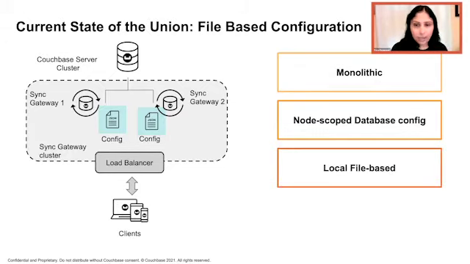Again, the Sync Gateway is configured using a static configuration file, which means for any ad hoc changes that you may have to make to the Sync Gateway configuration after startup, you have to log into the Sync Gateway and make changes to that file. You have to restart it. You have to repeat that process for all the other nodes in that cluster.